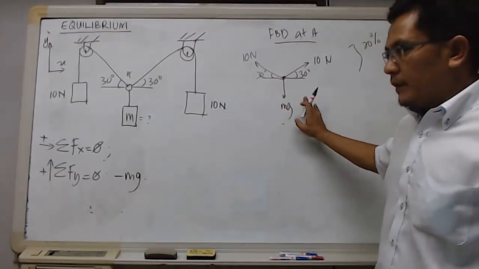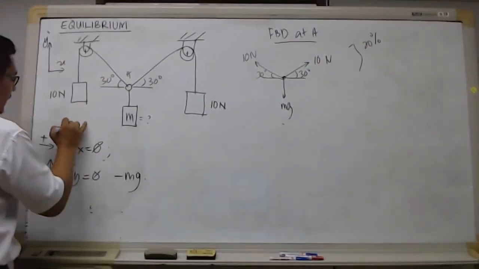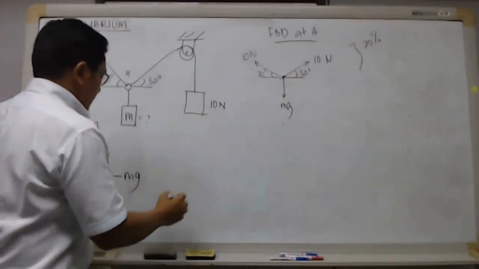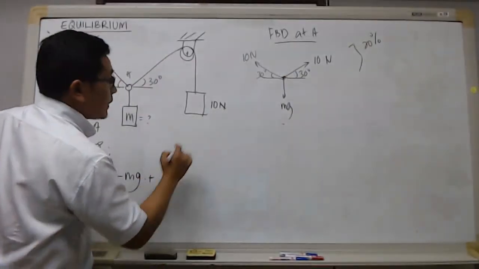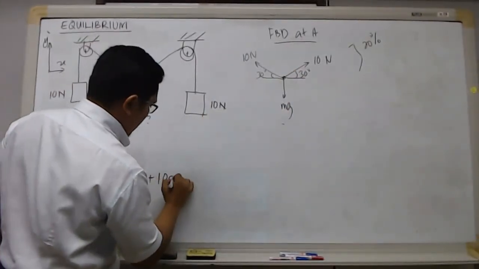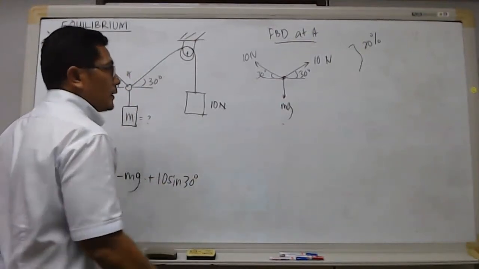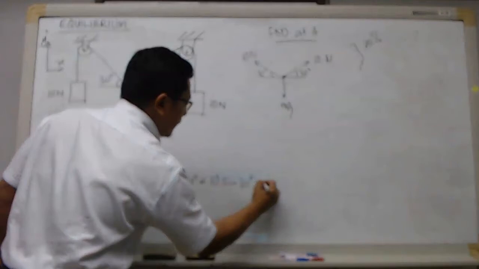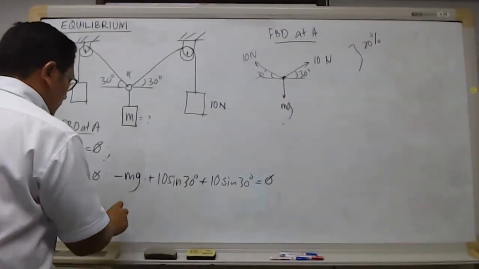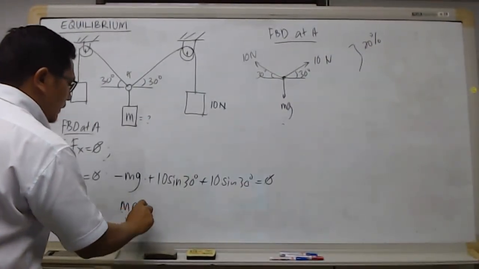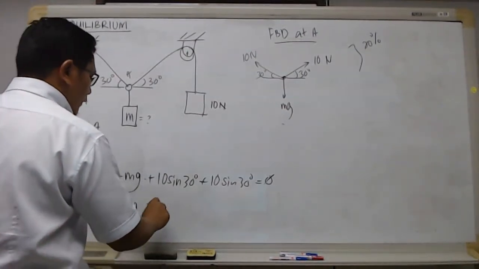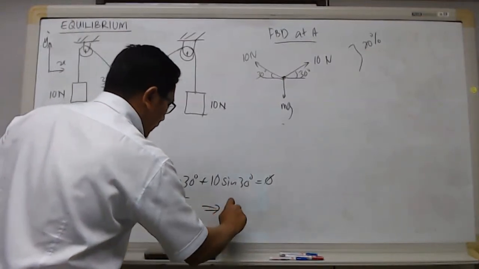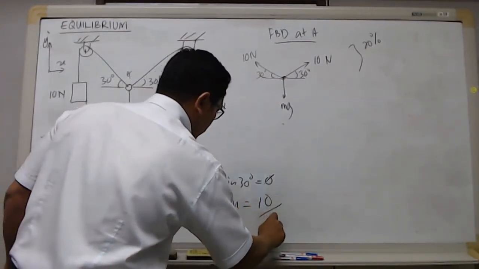Okay. From this FBD, the equation at point A gives: minus mg plus 10 sine 30 plus 10 sine 30 is equal to 0. From here you get mg is equal to 5 plus 5, and then you get m is equal to 10 over g.